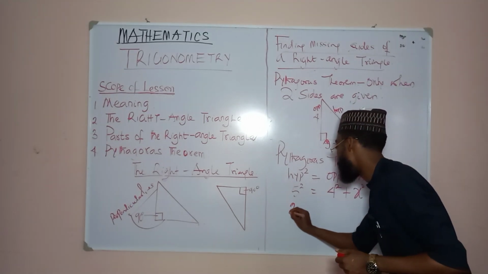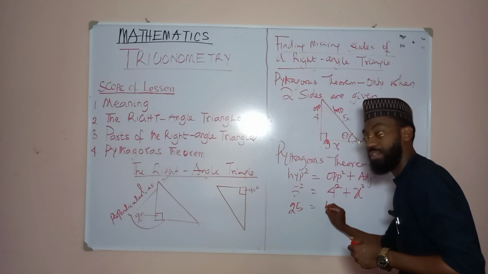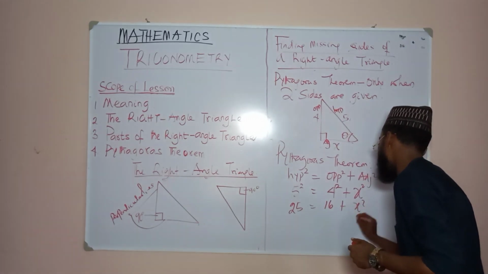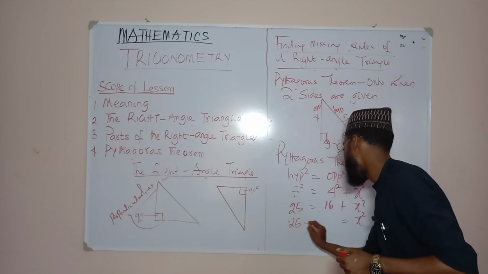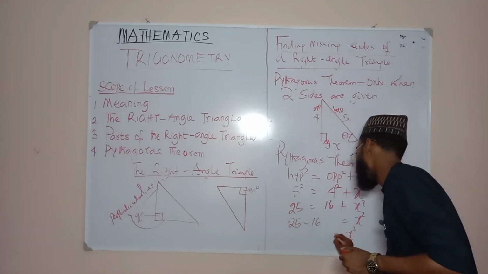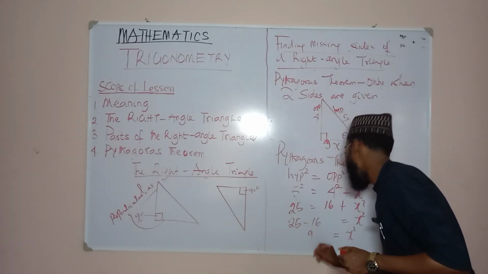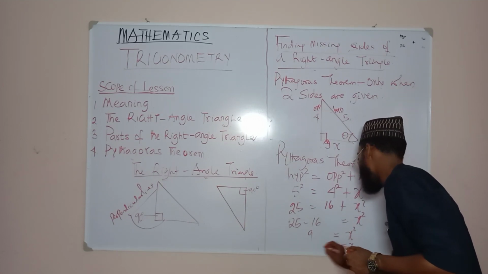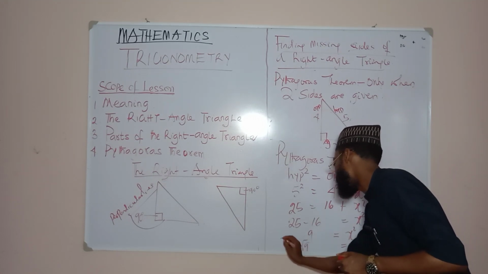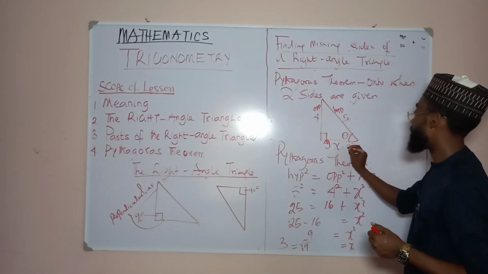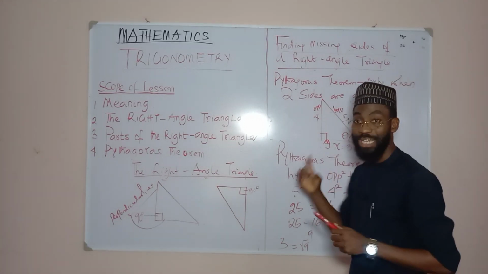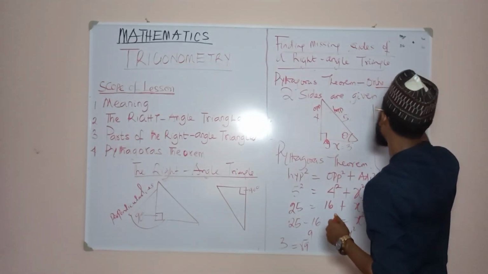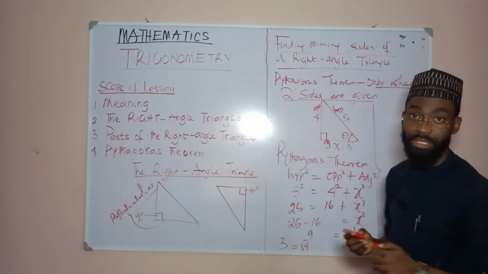The 5 square is 25. 4 square is 4 times 4, which will give you 16, plus x square. If you make x squared the subject, we're going to have 25 minus 16. x squared here is giving us 9. Then finding x, taking the square root of 9, the answer here will be 3. So the side we are looking for here is 3. Please master the Pythagoras theorem and the condition in which it is used. It is only used when two sides are given.